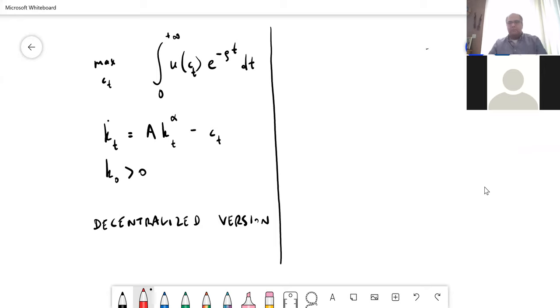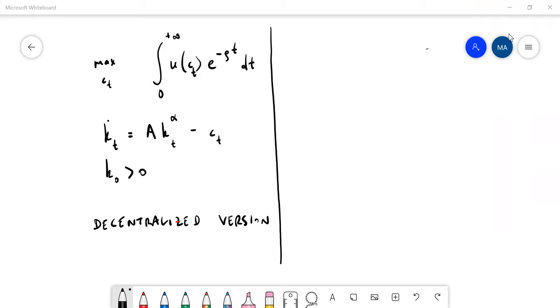Let me share my screen. Okay. So on the left here, you see the typical problem in the decentralized version of the model. Each and every capitalist basically chooses a particular path of consumption, starting with an initial capital stock, and they do not really internalize the externality here. But the social planner does something different.